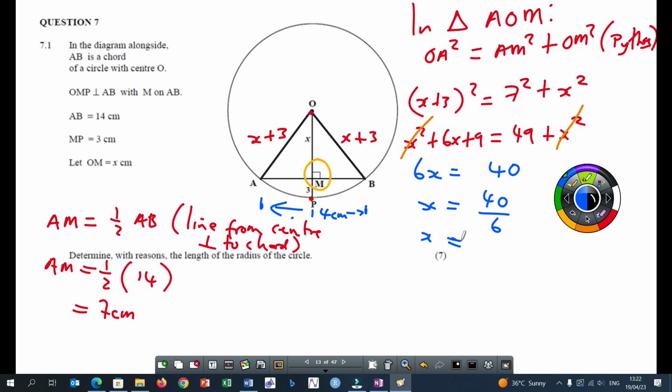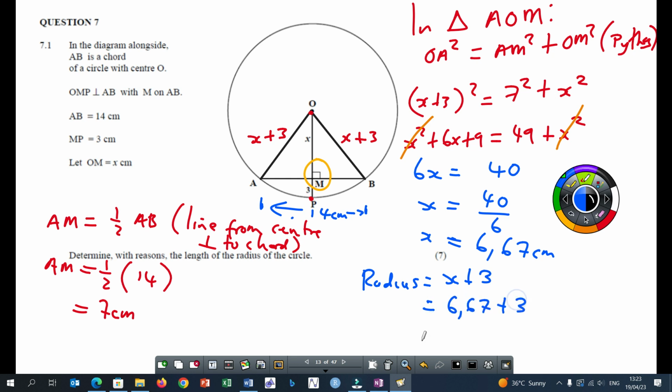So as a decimal, to two decimal places, 6.67 centimeters. I'm not done, sorry. Alright, we have found X. X is not the radius. So our radius is equal to X plus 3, which is 6.67 plus 3, and the final answer will be 9.67 centimeters.